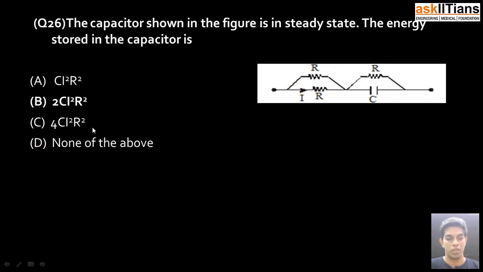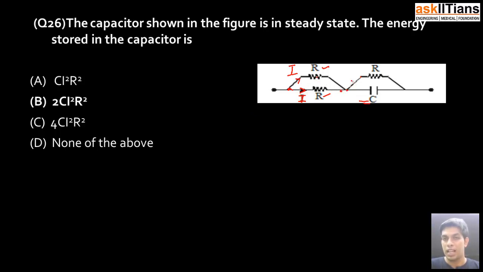Moving on to the 26th question. It says, the capacitor shown in the figure is in steady state. The energy stored in the capacitor is, so I have two resistors of R and R parallel to each other, and in one of the branches current I is flowing, and in the next half of the figure I have a capacitance of C attached in parallel to a resistor R. So if the current I is flowing in this resistance, I can also say that the current I is flowing in this resistor also, because they are the same resistance connected in parallel, so they need to have the same potential difference across them. So IR is equal to IR, same potential across these two resistors.